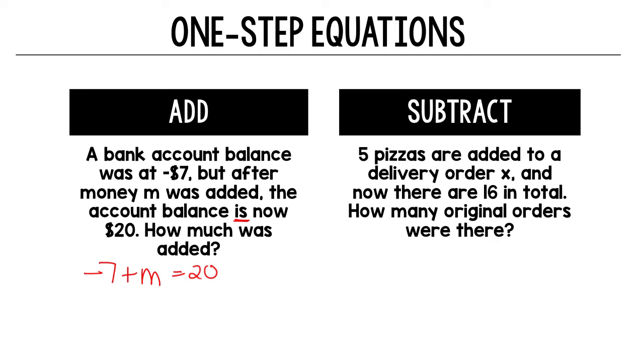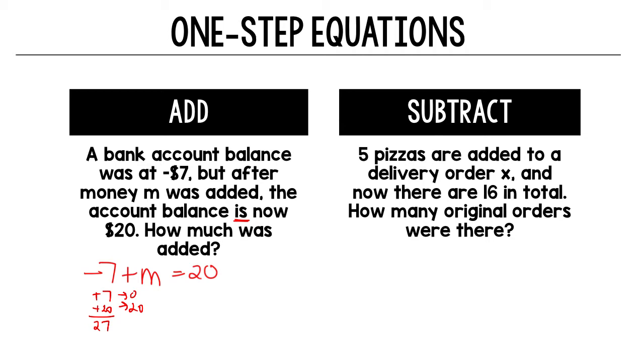Well, we want to get M alone. So we have to move this other number to the other side. Or you can think of it this way. We have to add something to -7 to get to 20. What is it? Well, we can add 7 to get to 0. And then we can add 20 to get to 20. We add these together and we've got 27. So that means our M has to be 27.